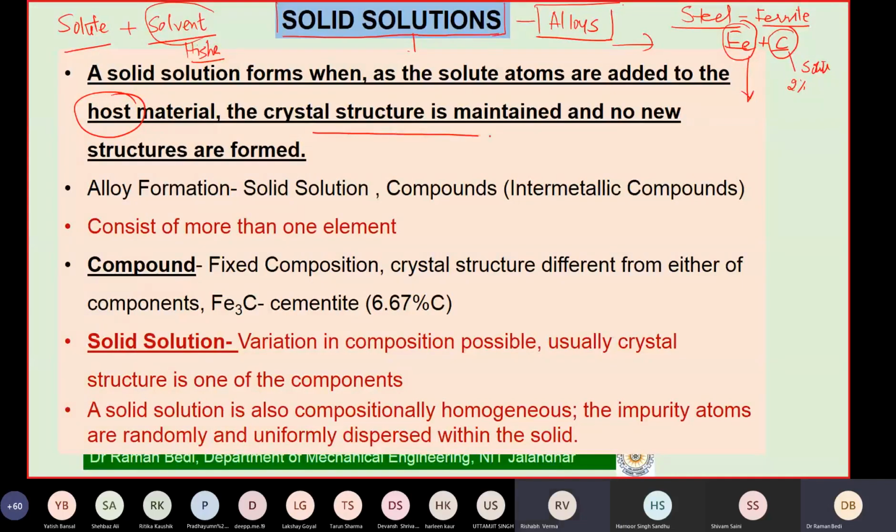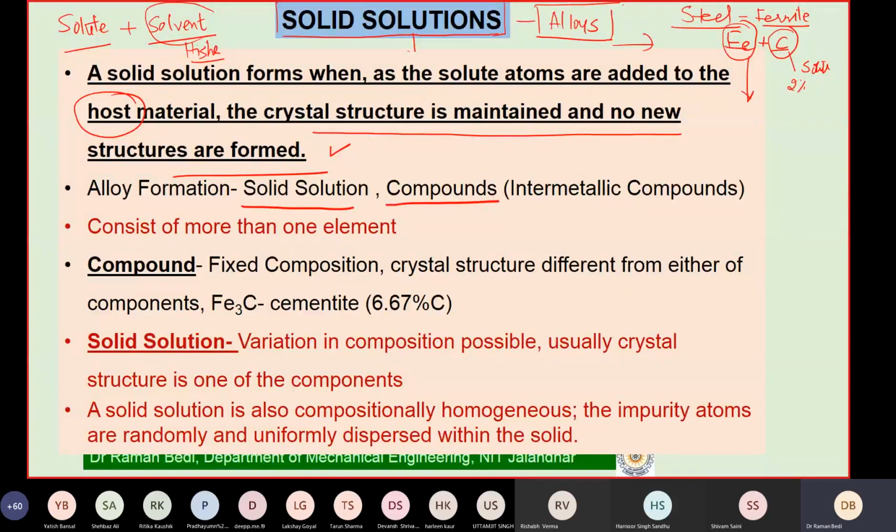The crystal structure normally is maintained and no new structures are formed. So the crystal structure of the solvent is maintained normally. There may be exceptions, but normally it is maintained. So alloys, you can call them as two types, solid solutions and compounds.